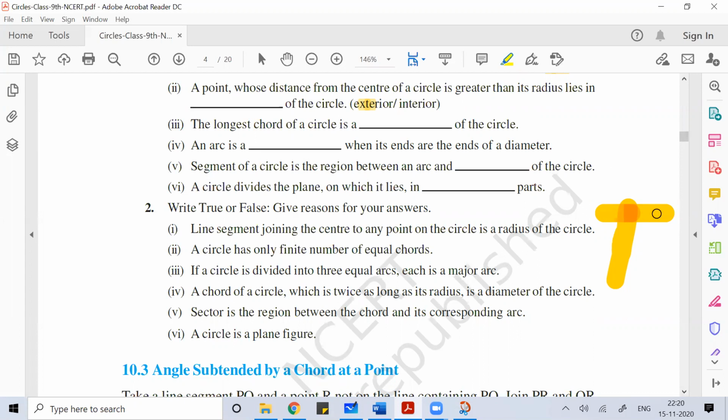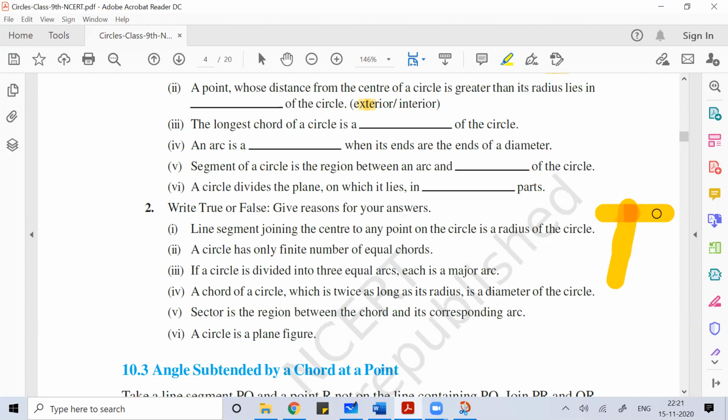Okay. So if a circle is divided into three equal arcs, each is a major arc. Sorry, let me read it again. The third line is that if a circle is divided into three equal arcs, each is a major arc. This is false. For unequal arcs, there can be major or minor arcs, but in case of equal arcs on the circle, it cannot be major or minor arc. So the second one is also false. The third one is also false. Whenever you have equal arcs, you cannot differentiate between major or minor arc. Okay. So equal arcs are possible in the case of semicircle.